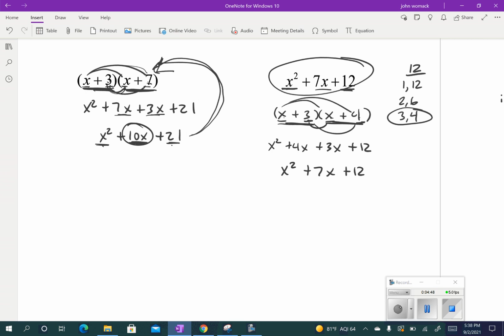Now with the 12, it could have been 1 and 12, and 2 and 6 also. I looked for the one that added up to be 7, and that's how I knew it was the 3 and the 4. Okay, so there's my factored form.